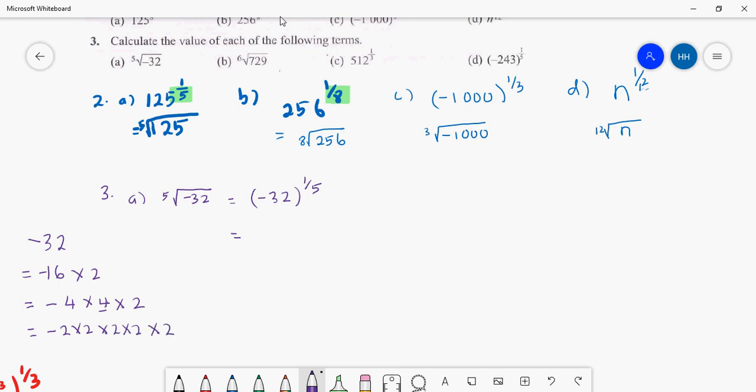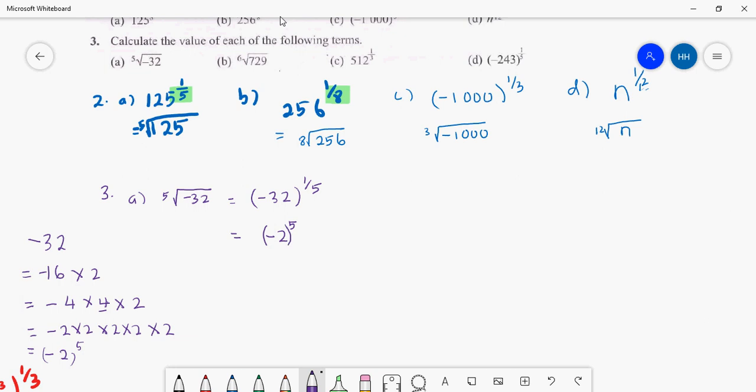This is another method to write the number in another base. Before this you also learned about the multiplication method, trial and error method, and also repeated division. You can also try using your calculator. This is another method, as an example. So from here we know that negative 32 is negative 2 to the power of 1, 2, 3, 4, 5, to the power of 5. So we can write it as negative 2 to the power of 5.